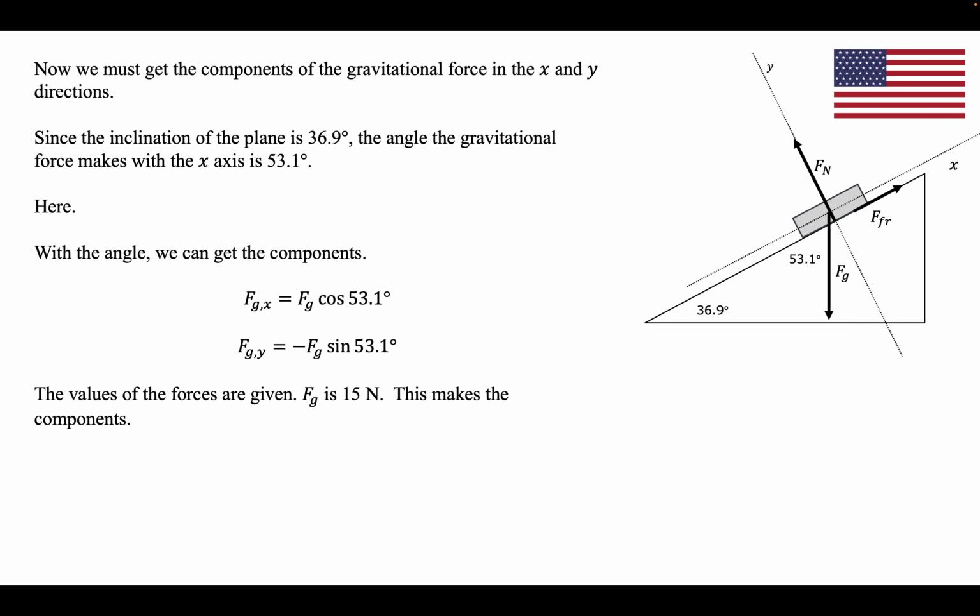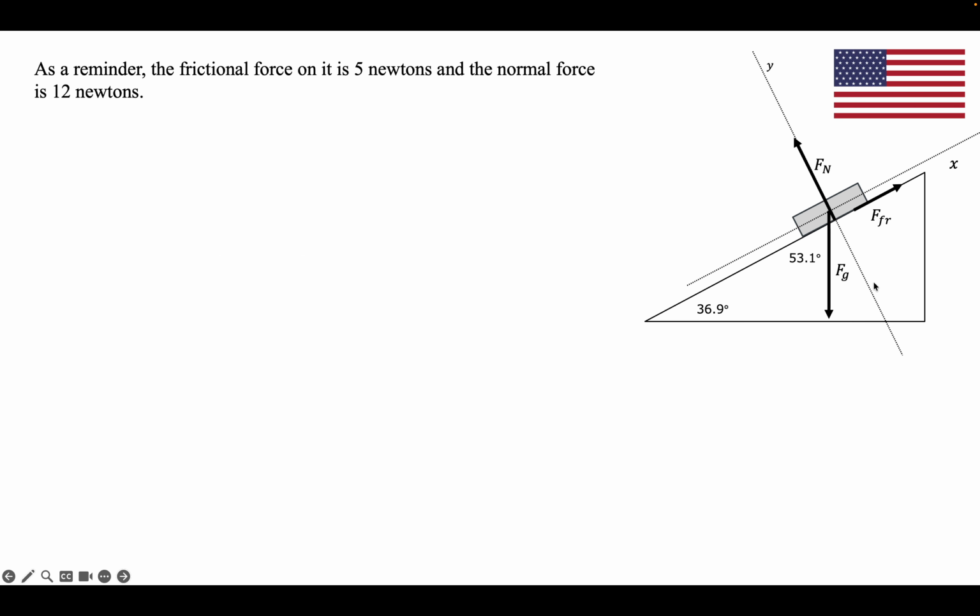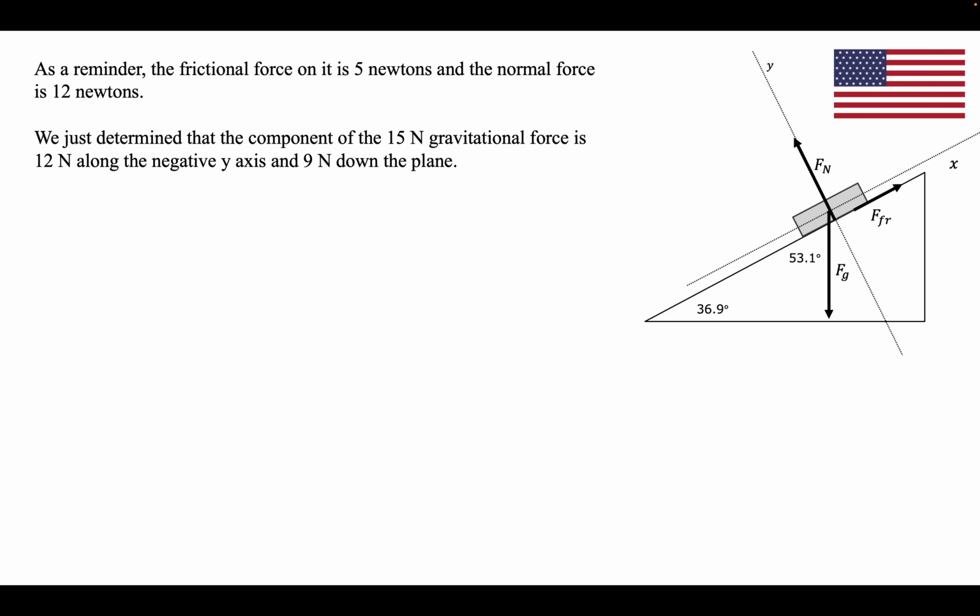Using the values of the forces given, Fg is 15 newtons. So we can calculate in the x direction, and I'm calling to the left positive. You don't like that? Don't be a baby. I'm calling that positive. Fg in the y direction is 12 newtons down. As a reminder, the frictional force was 5, normal force was 12. We just determined the gravitational force is 12 newtons along the negative y, 9 newtons down the plane.